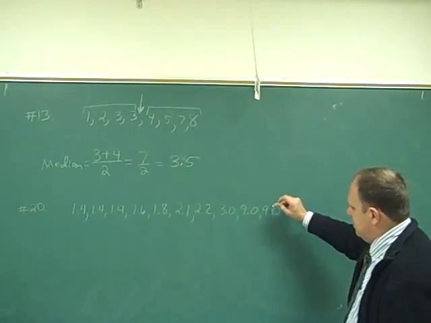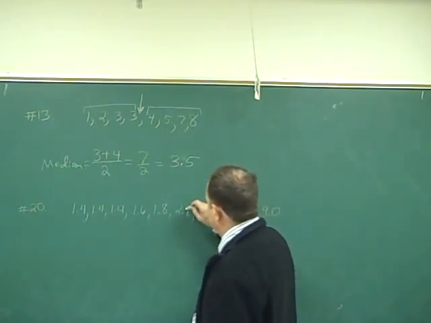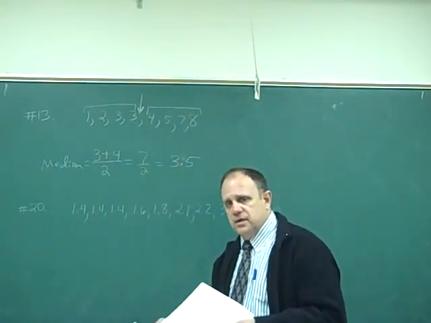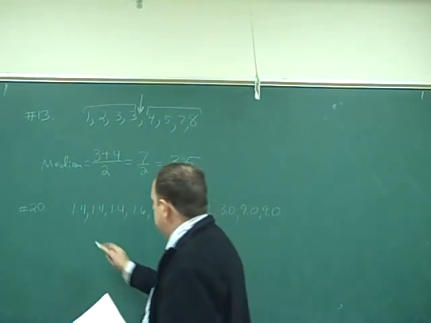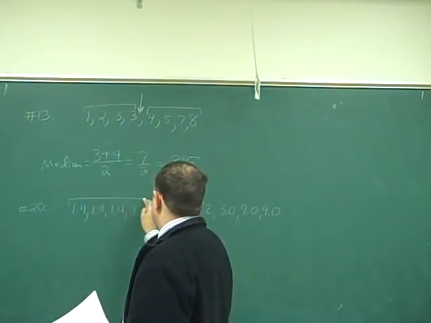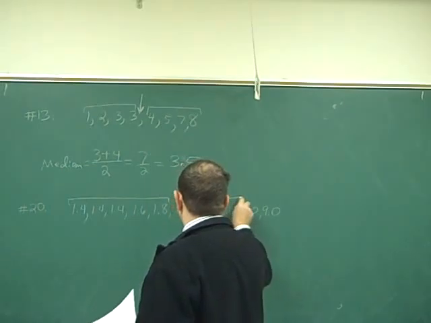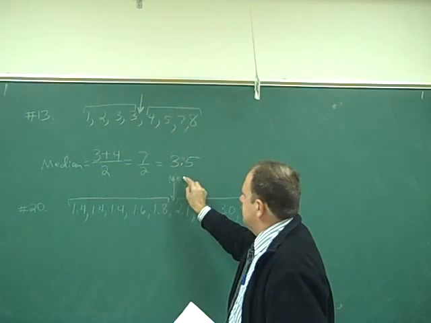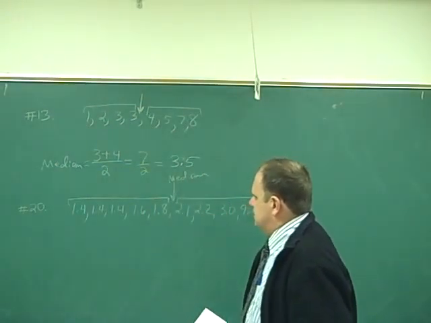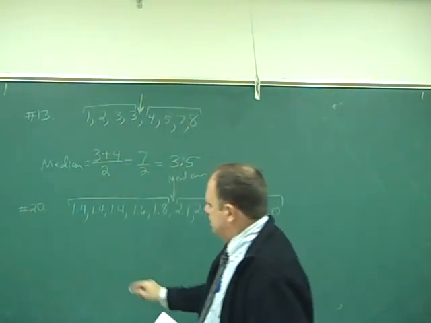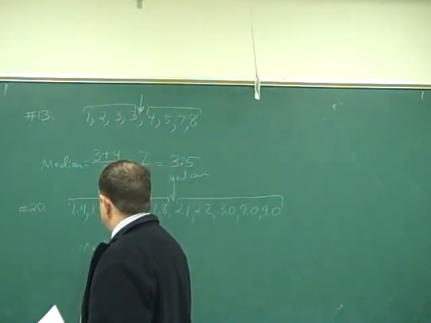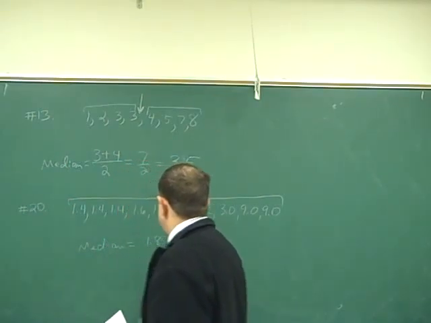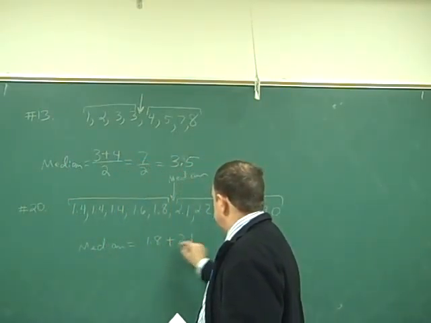So let's see how many we got here. We got 1, 2, 3, 4, 5, 6, 7, 8, 9, 10, right? 10. So that means we're going to have how many on each side? 5 and 5, right? So it's going to be 1, 2, 3, 4, 5. And 1, 2, 3, 4, 5. There's our median, right? But that's not so obvious. So we have to take the two middle numbers, right? Which is going to be 1.8 plus 2.1 divided by 2.